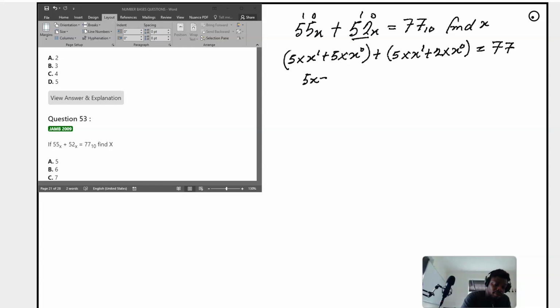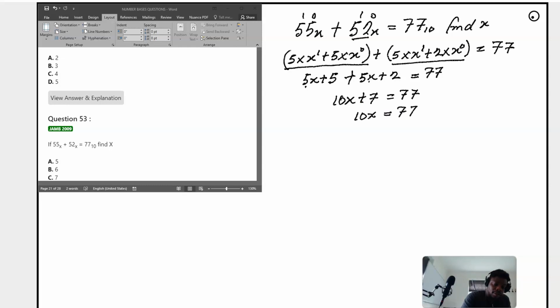So this is 5x plus 5. That is for this one. And this is 5x plus 2. That is for this one, is equal to 77. 5x plus 5x, 10x, plus 5 plus 2, 7. That is 77. Let's take plus 7 to this side. 77 minus 7, so 10x is equal to 70. We can divide by 10 on both sides. So x is equal to 7. So that is option C.